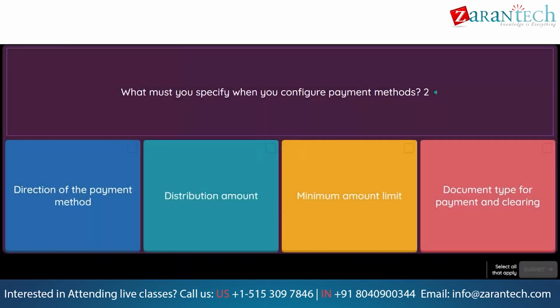Question: what must you specify when you configure payment methods? Option 1, direction of the payment method. Option 2, distribution amount. Option 3, minimum amount limit. Option 4, document type for payment and clearing.